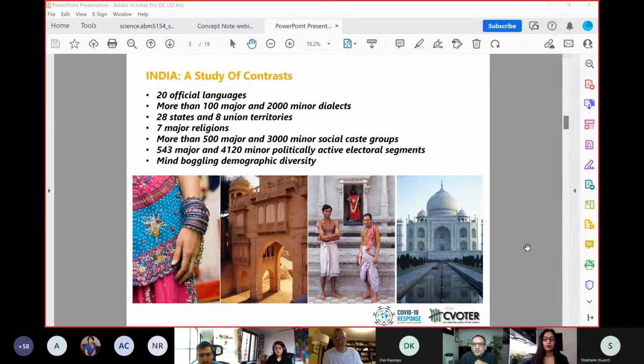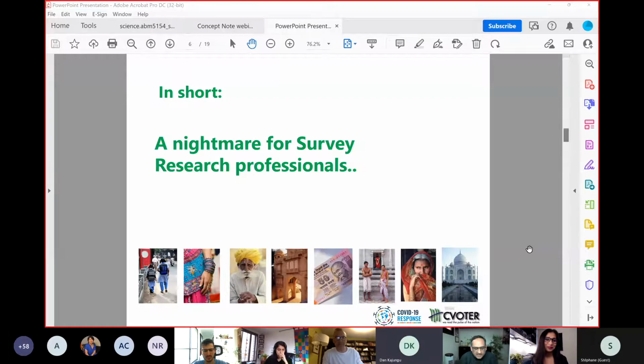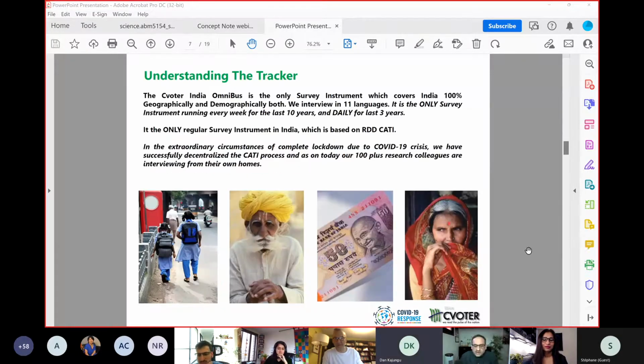The idea in giving you all these numbers is to drive home one point, that India, from every parameter, is in short a nightmare for survey research professionals. In India, we do an RDD-based CATI, which we've been running for more than 10 years. We interview in 11 languages. And it's the only survey instrument that has been running every week for the last 10 years. And since 1st of January 2019, we are running it on a daily basis, all 365 days a year.